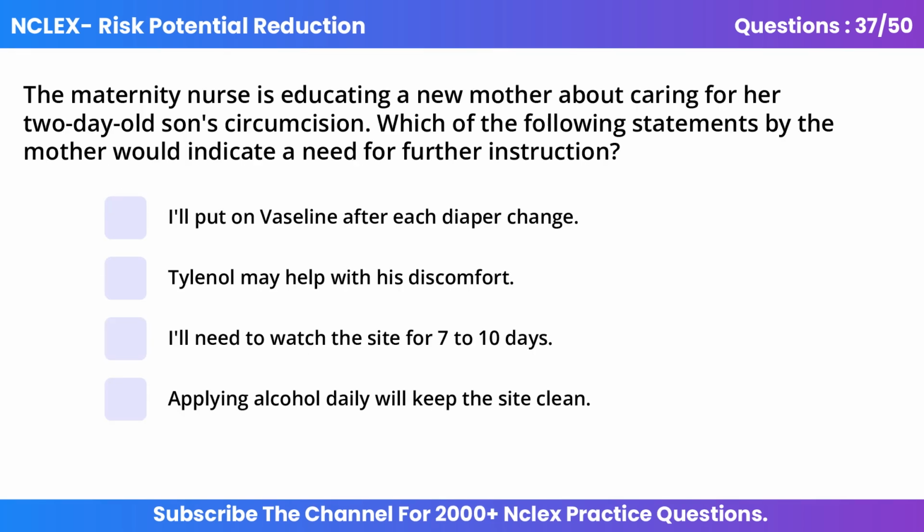Question 37. The maternity nurse is educating a new mother about caring for her 2-day-old son's circumcision. Which of the following statements by the mother would indicate a need for further instruction? D. Applying alcohol daily will keep the site clean.